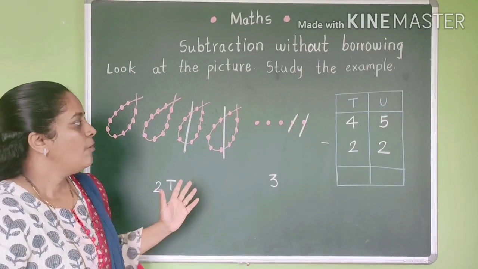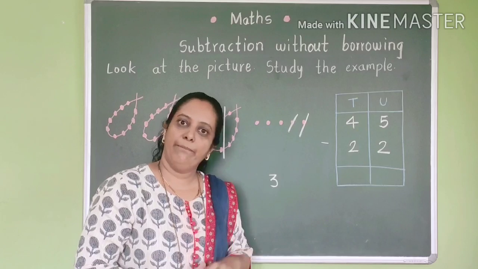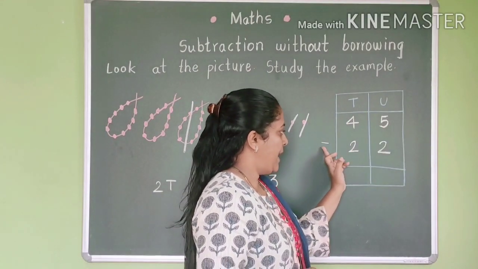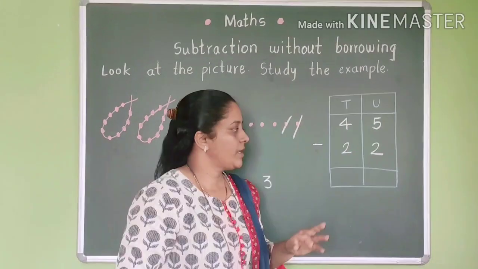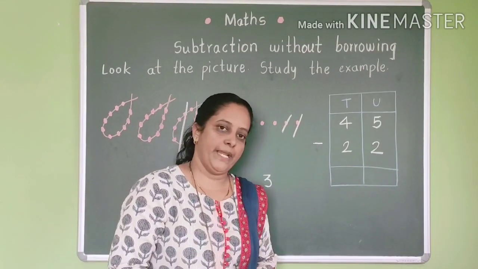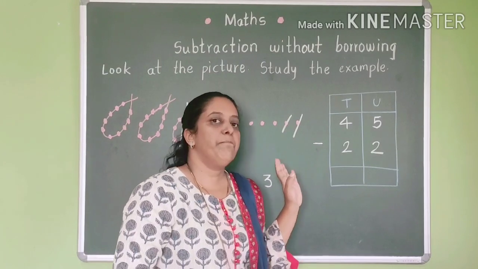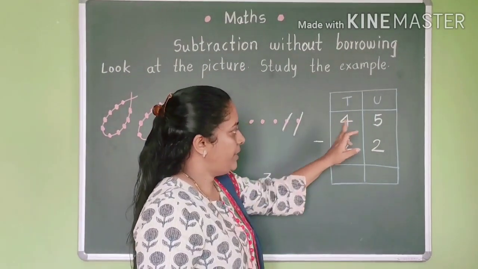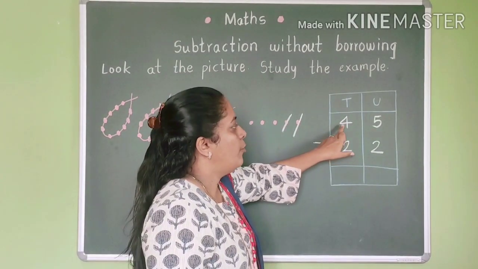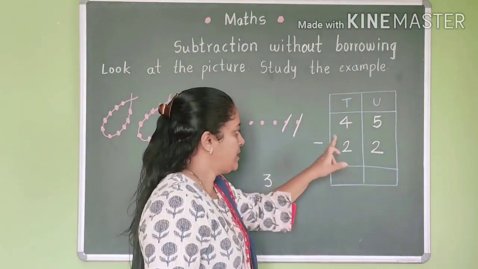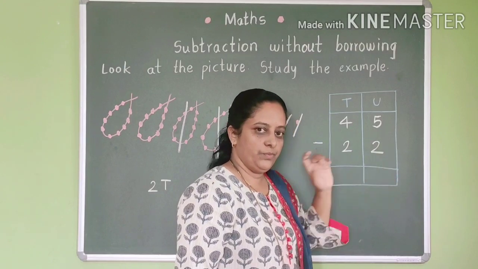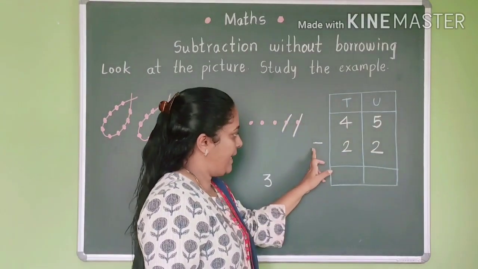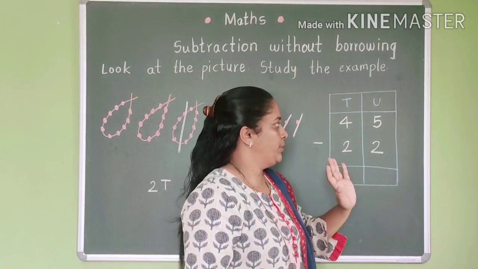Good. Now we are going to subtract the numbers directly. Here 45 minus 22. See, here is a sign of subtraction and we call it minus. Its name is minus. So we read this problem as 45 minus 22. Got it? Repeat after me. 45 minus 22.